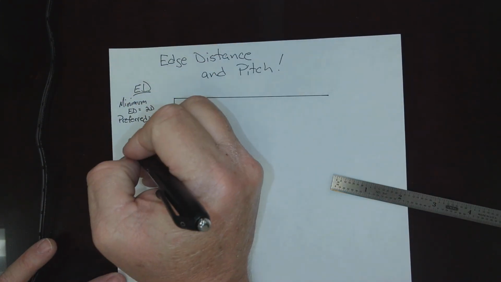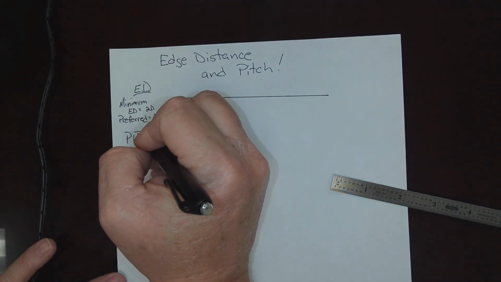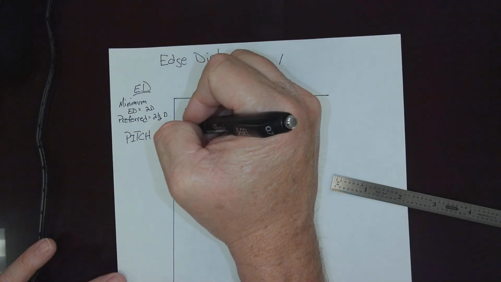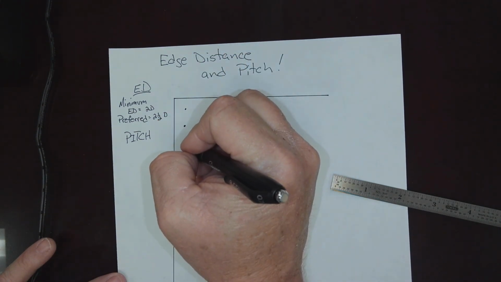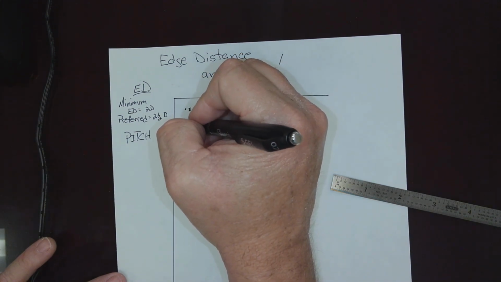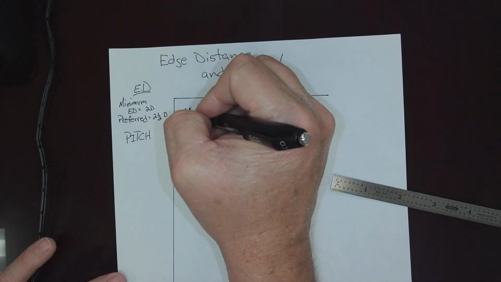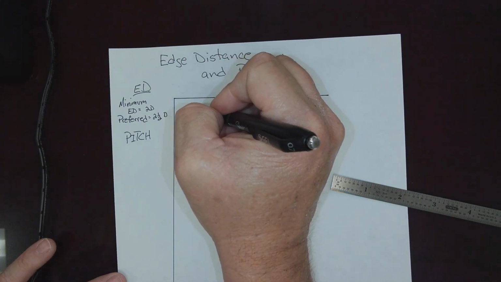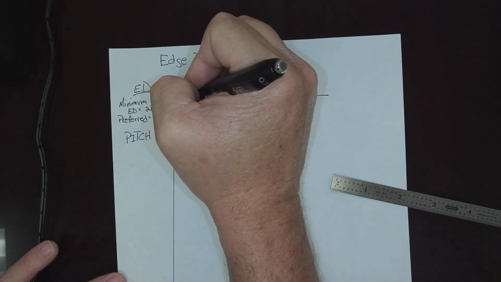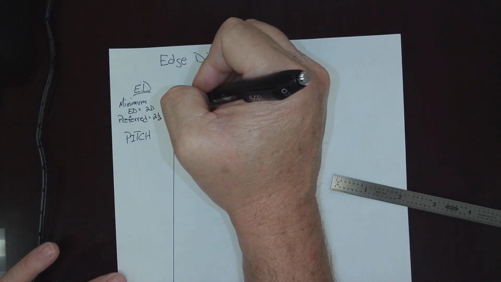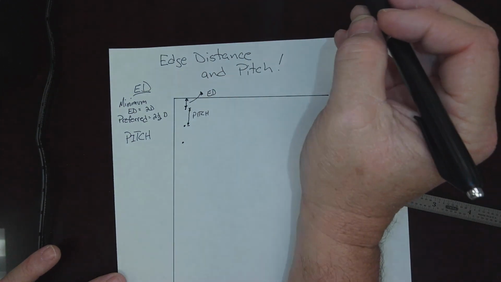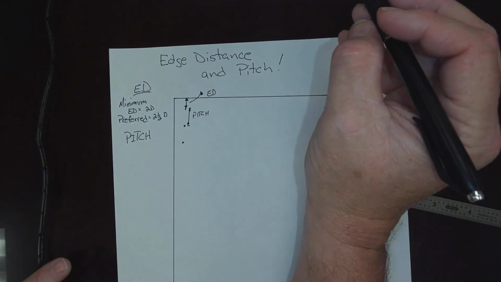Now let's deal with pitch. First, let's define what pitch means. Pitch is simply the distance between rivets in the same row. So if we have a bunch of rivets running in the same row, we've got pitch. Our ED is simply the distance from your rivets to the edge of the metal. That one's critical. Edge distance will get you in trouble more often than pitch.